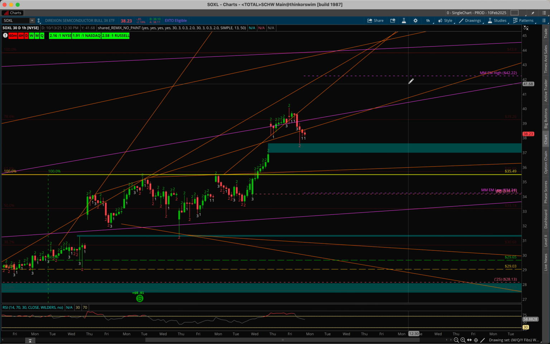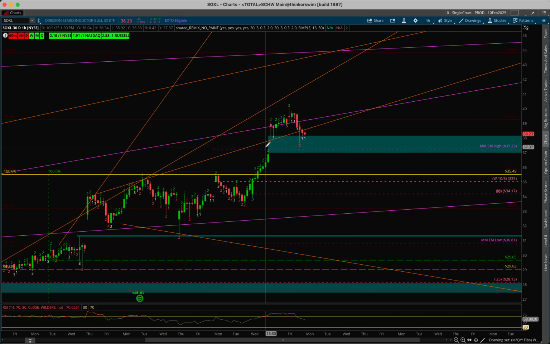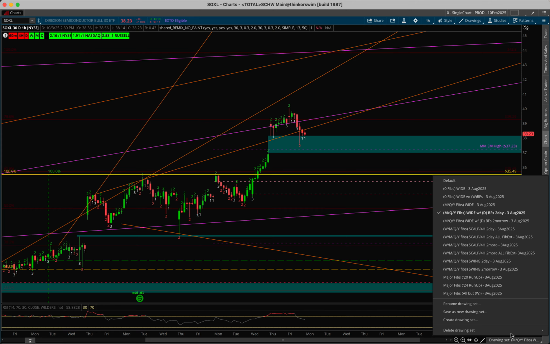We can see this week the market maker's expected move high was 37.23, and we were above that both yesterday and today. So it doesn't mean price has to stop there, but it is a level that you want to know about, because a lot of the time price does stay within that range. So I think we've gone over the market maker's expected move enough there.